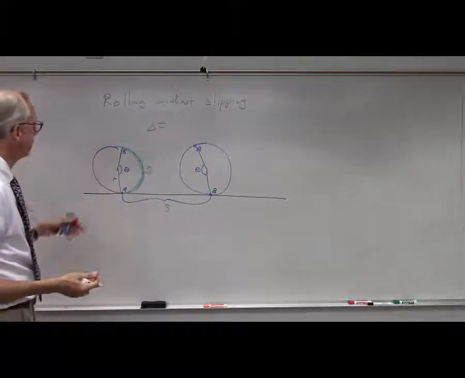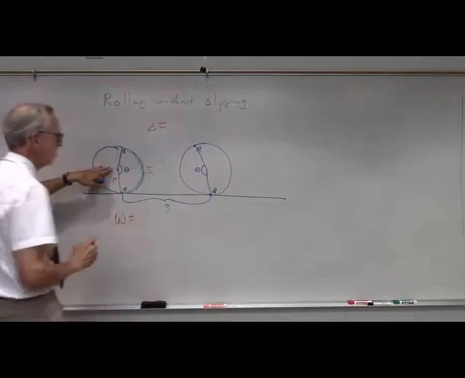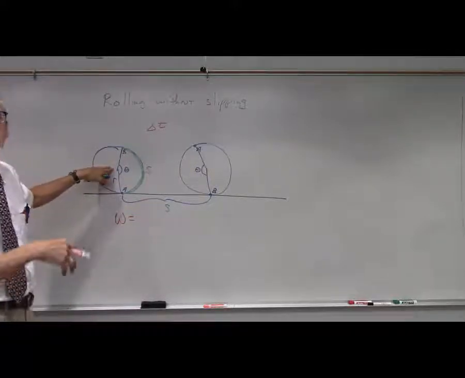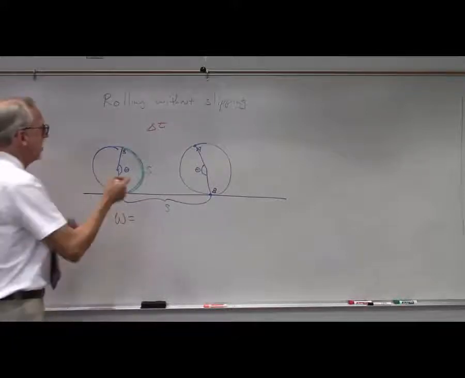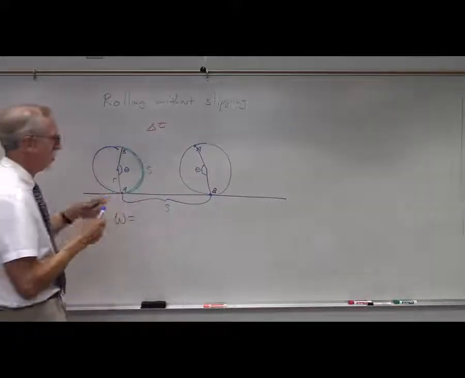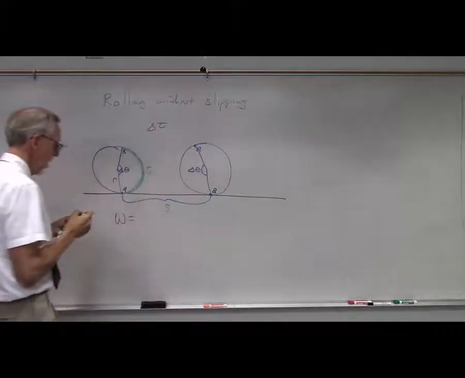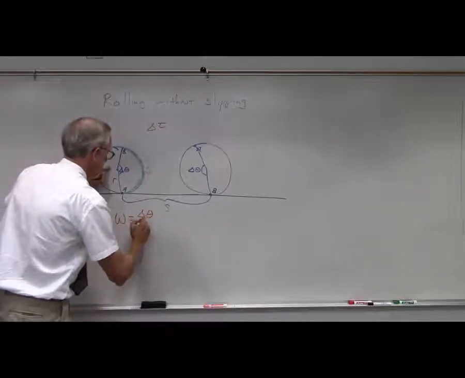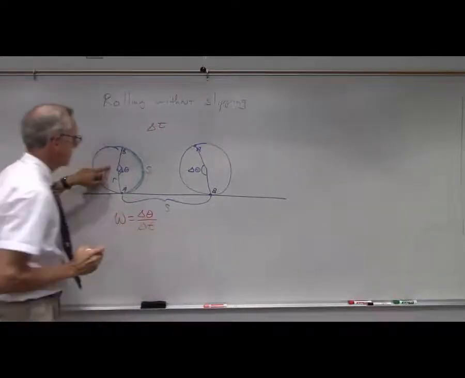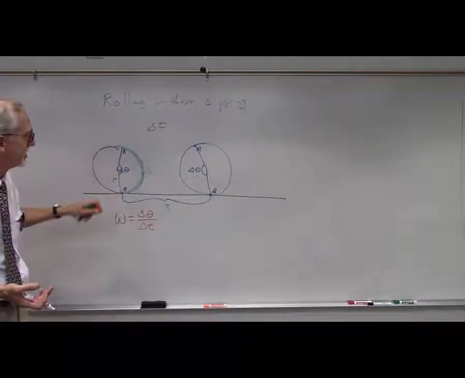Now, what do we have? Well, we know that the angular velocity of the wheel is going to be the angle through which it rotates over the time. In this case, to be consistent with what we did before, let's call this delta theta. Omega is going to be equal to delta theta over delta t. So that's the angular velocity. Delta theta over delta t.